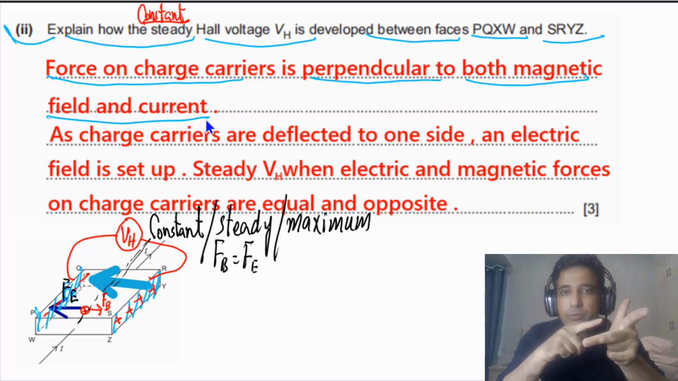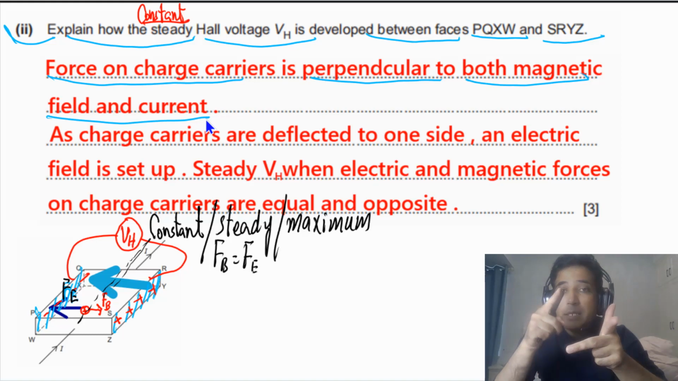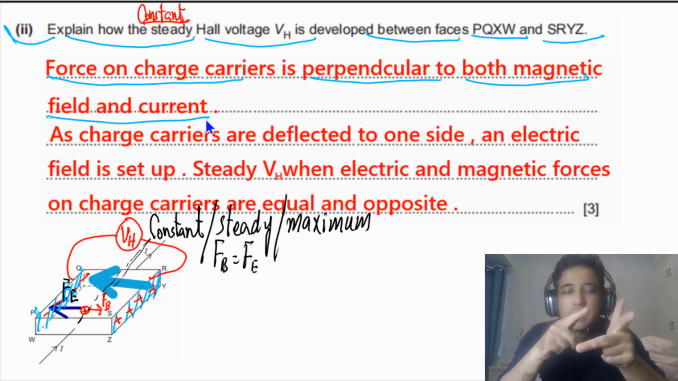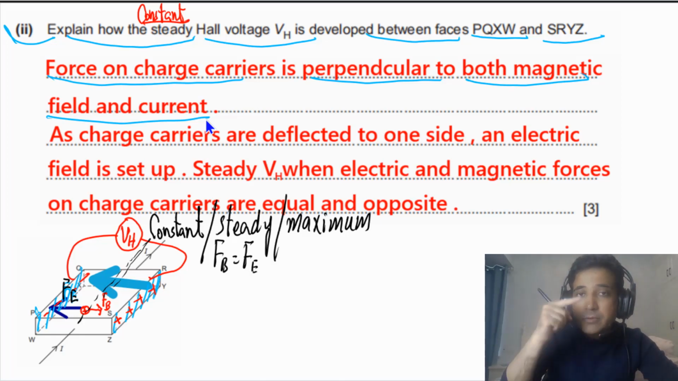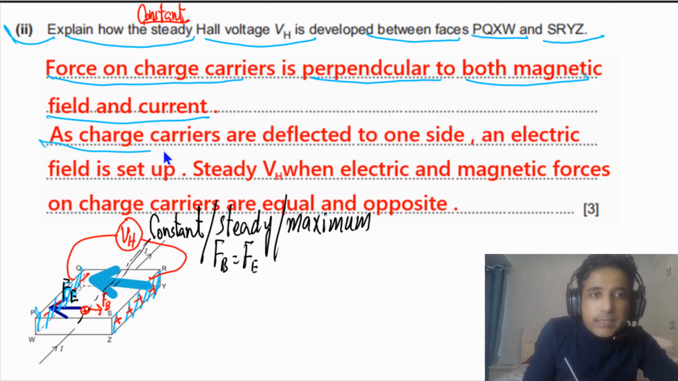Magnetic field perpendicular to current and also perpendicular to force. So, a very important point. In the last part, they were checking your understanding of this point. And next one, you can say as charge carriers are deflected to one side, an electric field is set up. As we have discussed, there is an electric field that is set up between these two faces.